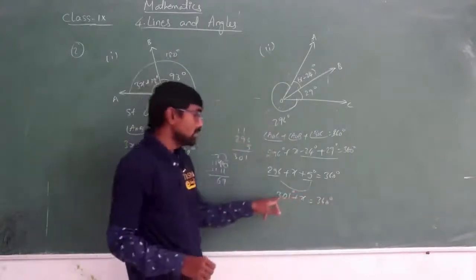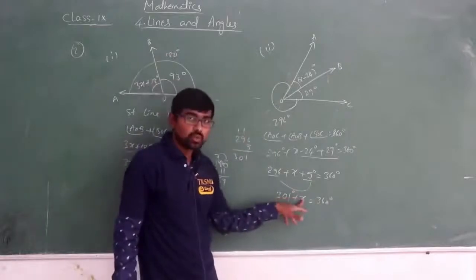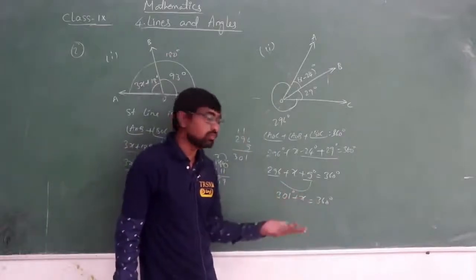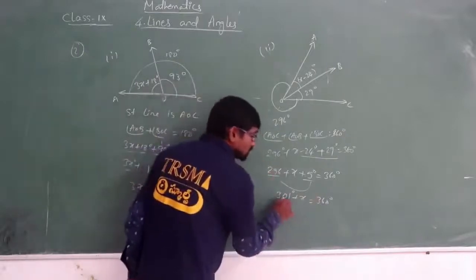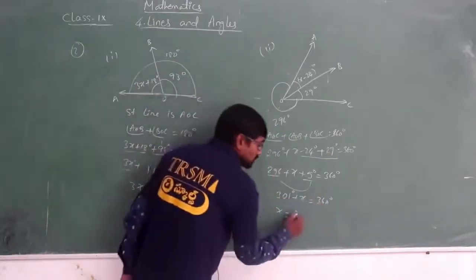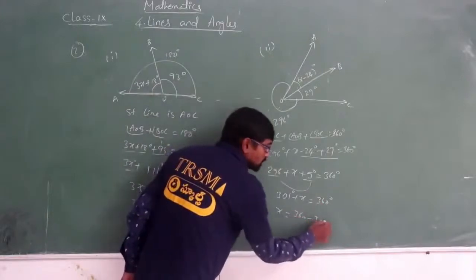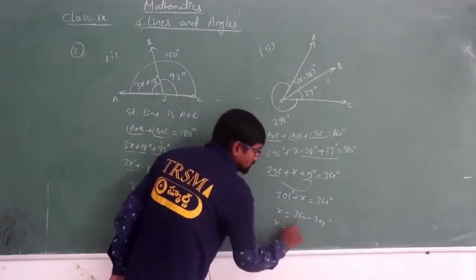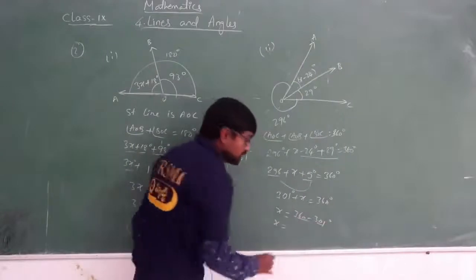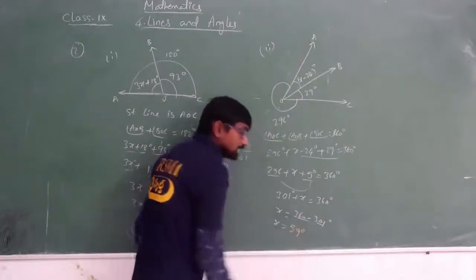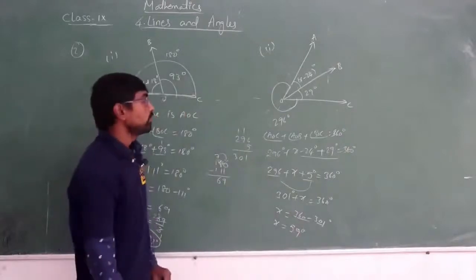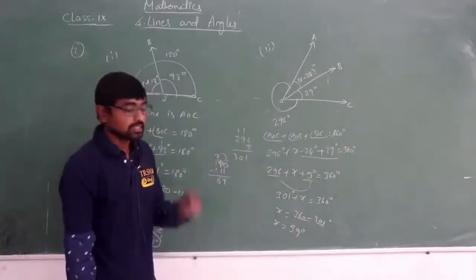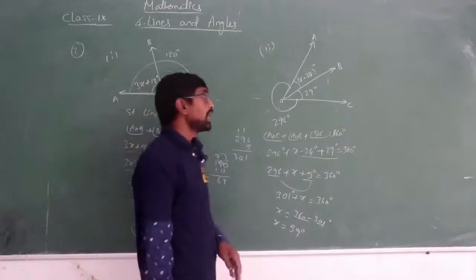As 301 is added to x, we have to take the additive inverse. It means we have to remove 301 from both sides. So I will get x, since 301 minus 301 is 0. Then 360 minus 301, what will I get? x is equal to 360 minus 301, which is 59 degrees. So this is how we find the values of variables. That is the exact value of that angle.